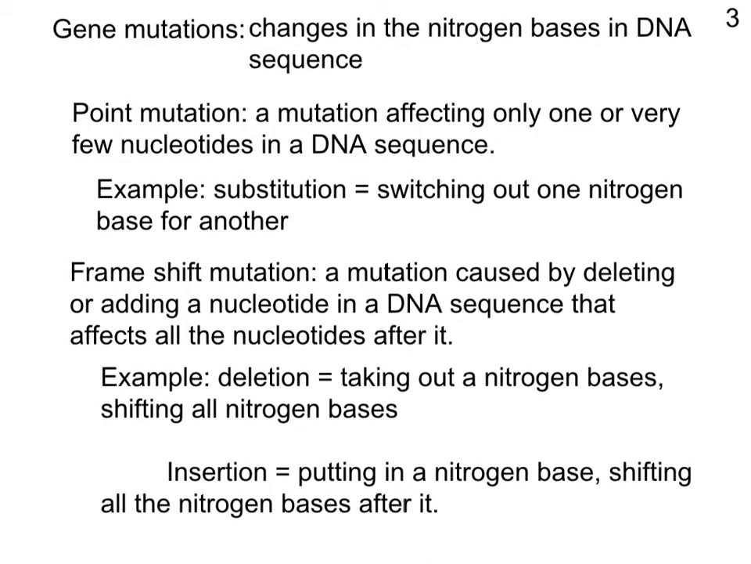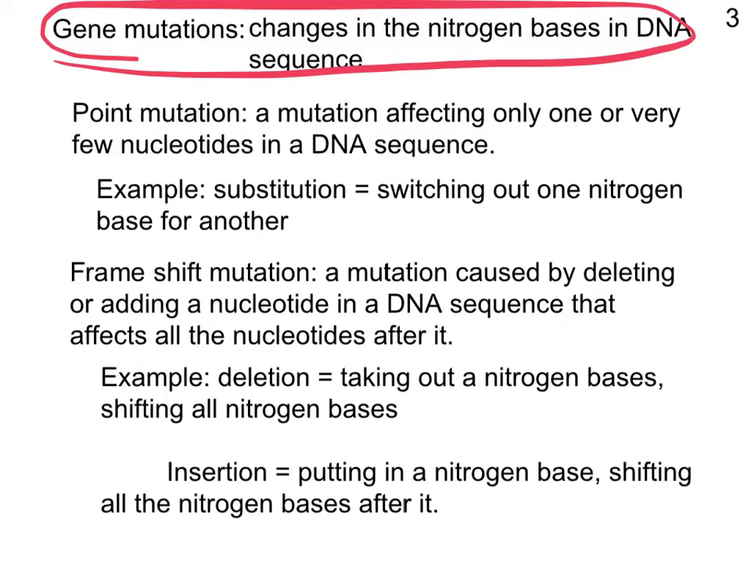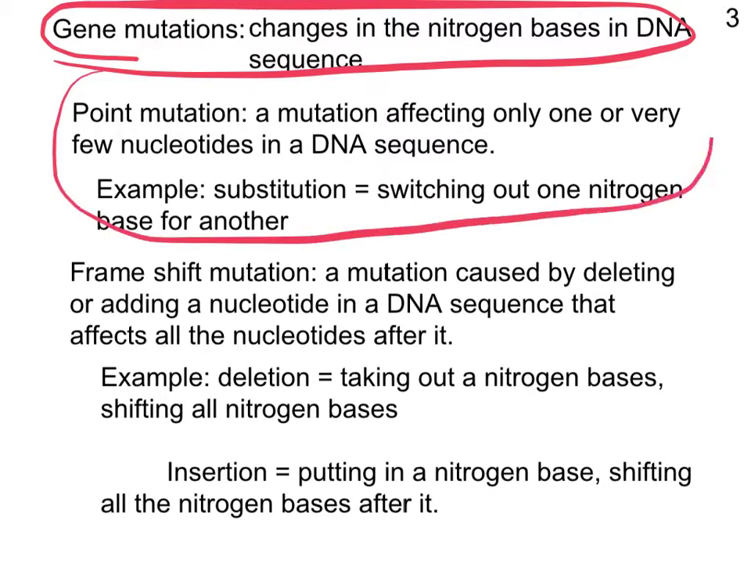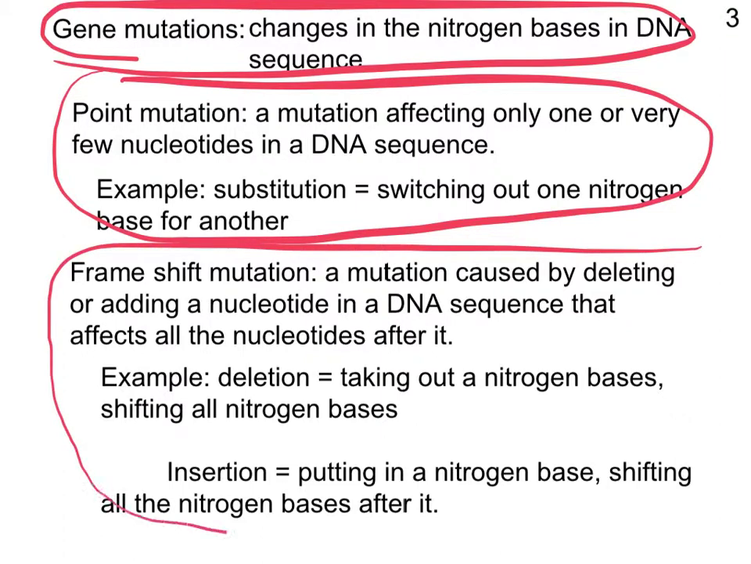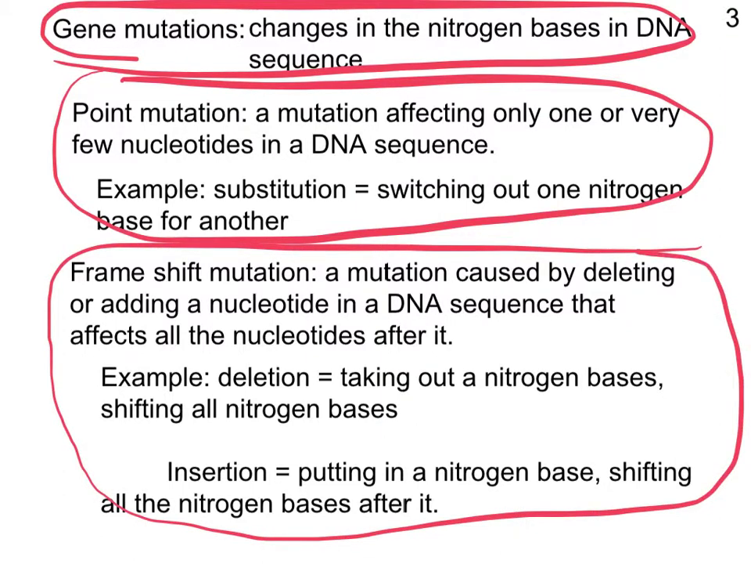Page 3. Page 3, I want a description of mutation. So I want a general definition of mutation. That's up here. Okay. Then I want the two main types and their examples. So point mutation. We just went over this. Point mutation is a mutation affecting only one or a few nucleotides. The example is a substitution. Then we get frame shift. Frame shift is a mutation that's caused by adding or deleting a nucleotide in the sequence and then affecting all nucleotides after it. For example, we've got deletion, that's still taking one out, and insertion, putting a base in.